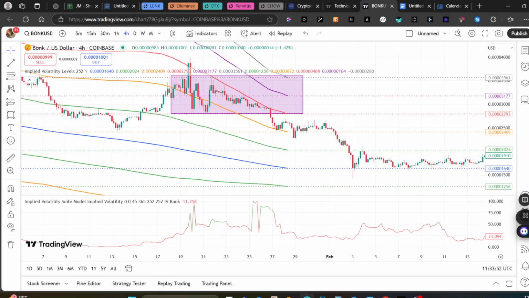Managing risk is always a critical part of any trading strategy, and implied volatility can help with that too. If you know that implied volatility is increasing, it might be wise to adjust your position size or set tighter stop loss orders. Similarly, during periods of low IV, you may opt for wider stop losses because the market is likely to be more stable.